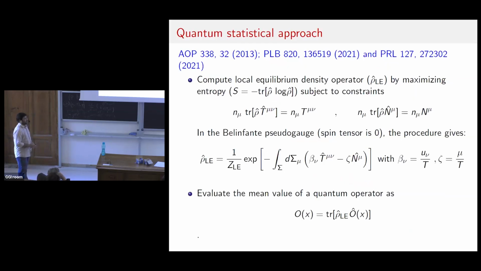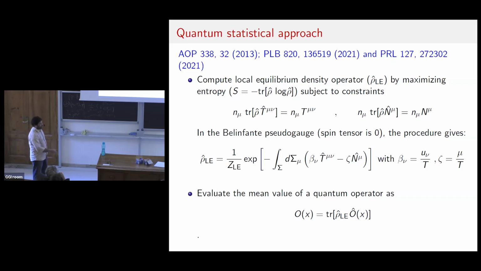So the first and probably the most successful approach till now is based on the quantum statistical approach, which has been proposed in these articles. And the main quantity of interest is the equilibrium density operator, which is obtained by maximizing entropy, subject to the constraints that the mean or expectation values of the currents match those on the hypersurface. Now, in the Belinfante pseudo-gauge, where one assumes the spin tensor to be 0, the energy momentum tensor is symmetric, and the procedure yields this equilibrium density operator.